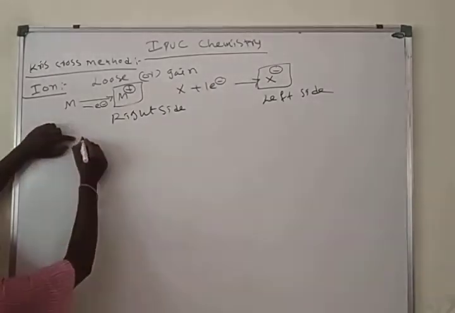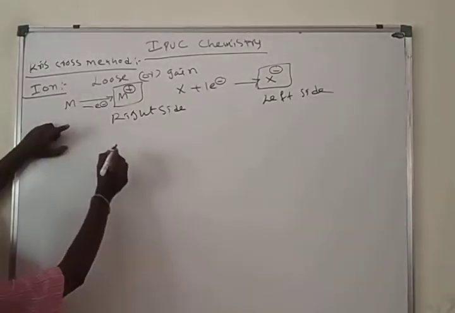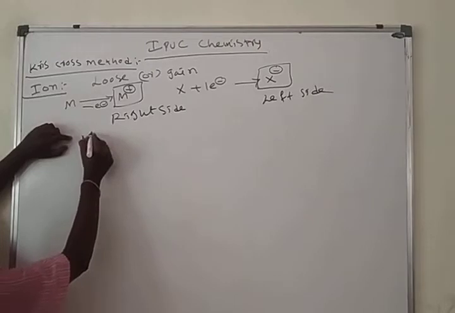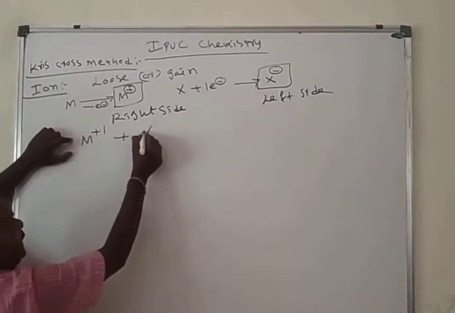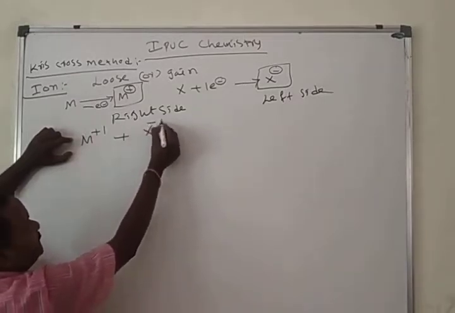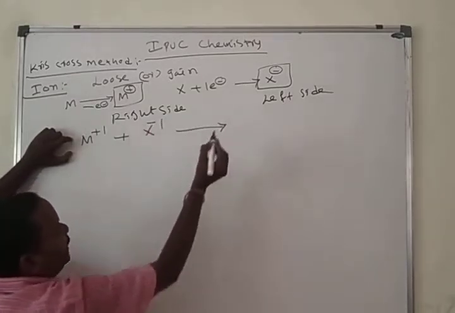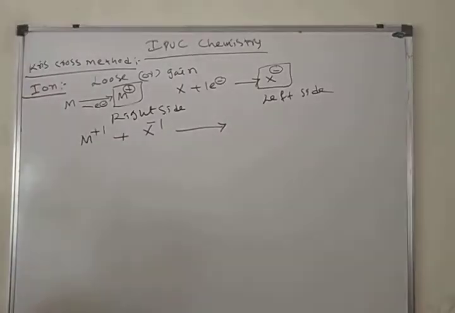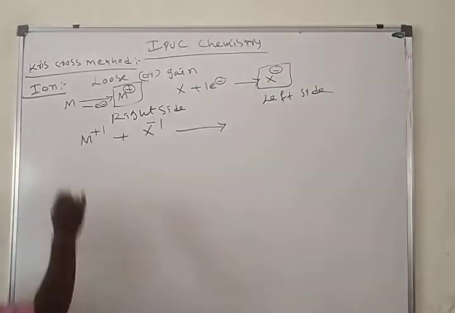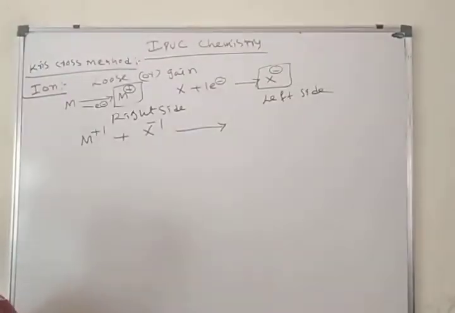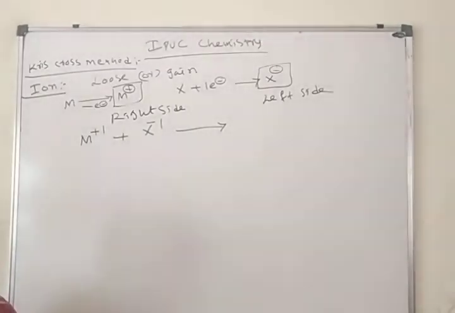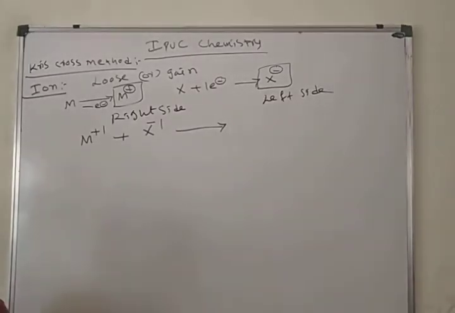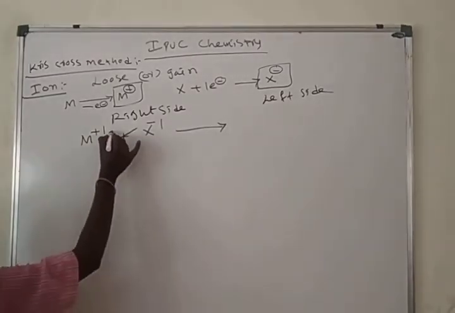First I start with the cation. Cation is M plus 1 here. Anion is next, on the right side, minus 1. Write the formula by using the cross method. Cross method means, we know the cross for multiplication. When we are doing multiplication, we use that symbol, which we call cross. Cross means like this.